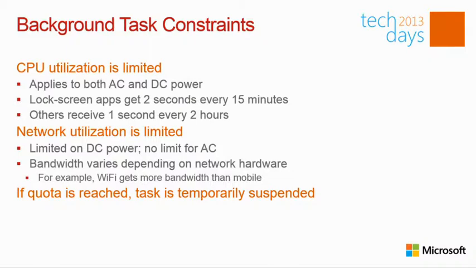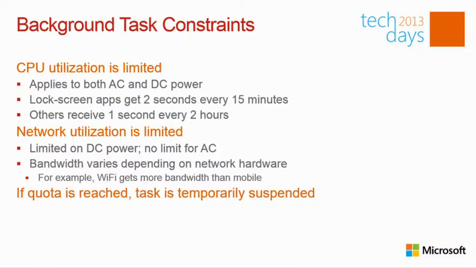Now, if you are a lock screen app, you have a little bit more latitude. You get 2 seconds of CPU time every 15 minutes. The reason I want to make a point about this is when you execute code in the background, you don't want to do something where you're just grabbing for all the CPU time you can get. The intent here is to allow you to wake up, do something, do it as quickly and efficiently as possible, and then get back out so that you have additional resource quota remaining the next time the system decides to execute your background task. There are also some limitations imposed on your network utilization when you're a background task.